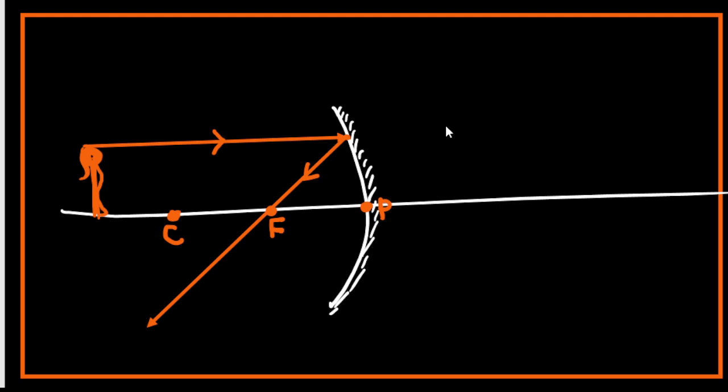Let me use rule 2. Rule 2 is telling us that what? If a ray goes through the principal focus, the reflection will be parallel to the principal axis. So, from the head again, from here, I'll draw another ray that passes through the principal focus. Okay?